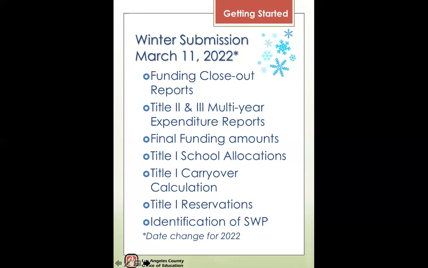So it includes some closeout reports, and Title II, and particularly Title III, have multi-year expenditure reports. Title I school allocations, there's a carryover calculation, and then reservations for your Title I programs and identifying school-wide programs. So this year, usually it's due on February 28th, but this year it was extended to March 11th. So you have a little more time to complete the application.